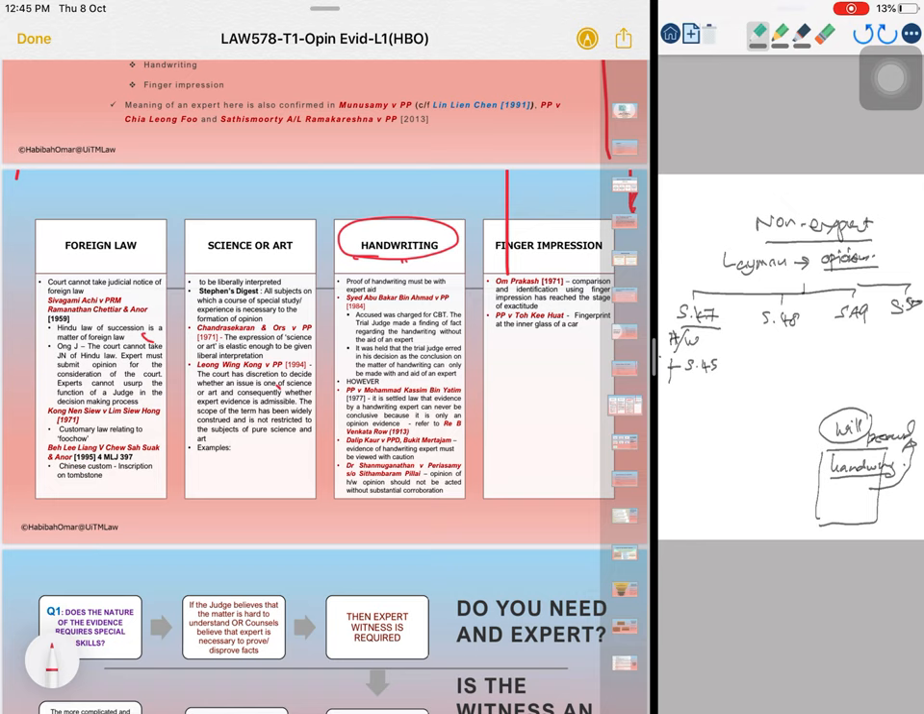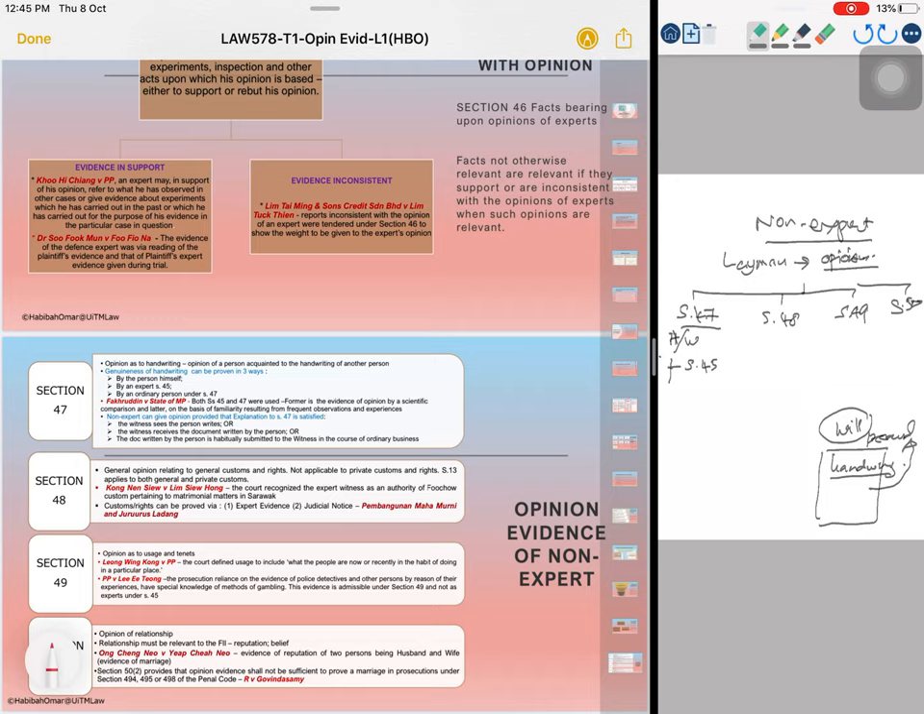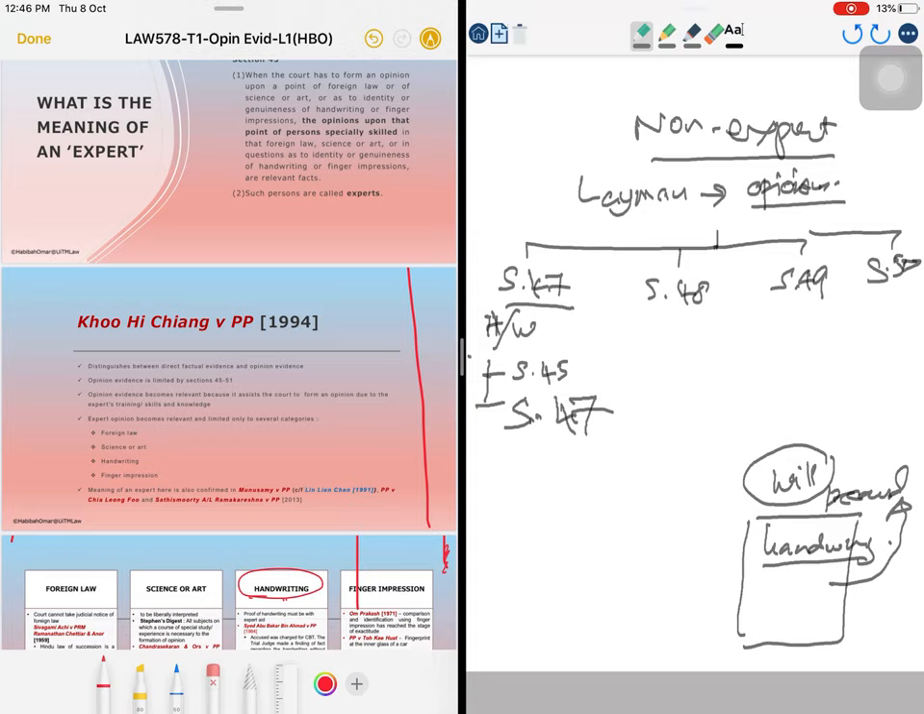Secondly, you can prove handwriting by producing, look at Section 47 here, an ordinary person. You are tendering a person who is an ordinary person, a lay person, giving evidence of handwriting under Section 47. And this particular person giving evidence of handwriting under Section 47 must satisfy the explanation under Section 47. Now, what is the explanation under Section 47? The witness giving evidence of handwriting under Section 47 must be someone who has seen the deceased write the will. That will be number one. You have seen the person write the will.